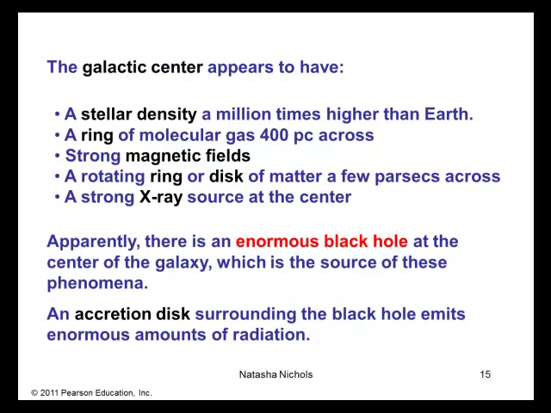The galactic center overall appears to have a stellar density 1 million times higher than the Earth's, a ring of molecular gas that is 400 parsecs across, very strong magnetic fields, a rotating ring or disk of matter a few parsecs across, and a strong X-ray source at the center. So there is an enormous black hole at the center of the galaxy, which is the source of these phenomena. An accretion disk surrounding the black hole emits these enormous amounts of radiation.